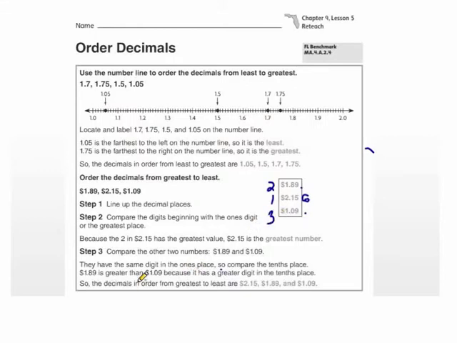Okay. So the decimals in order from greatest to least are $2.15, $1.89, and $1.09.